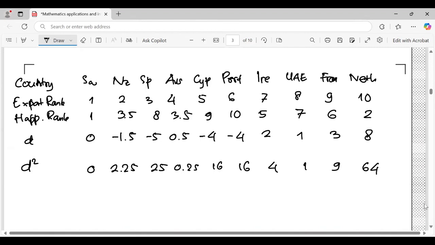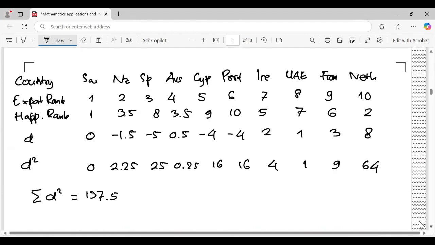Now, substitute this information. I would like to calculate first the sigma d squared. If you calculate all of this, it is 137.5. That is sigma d squared.